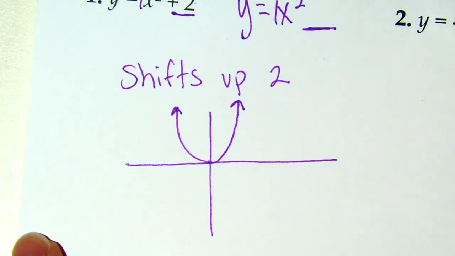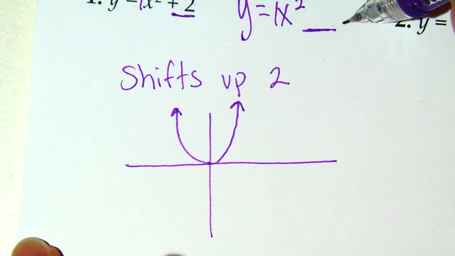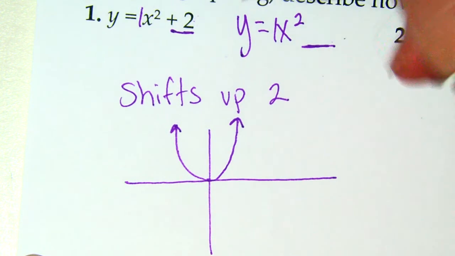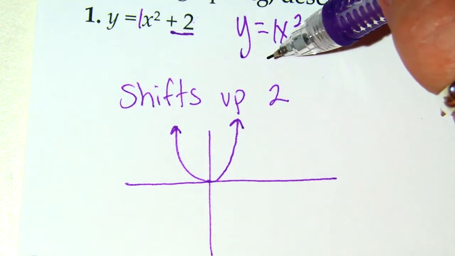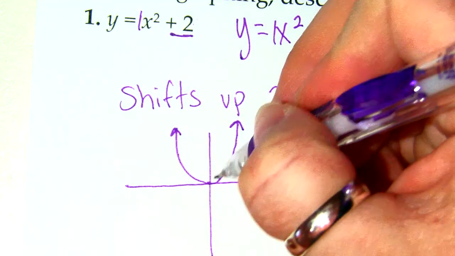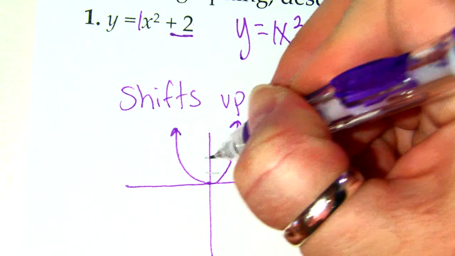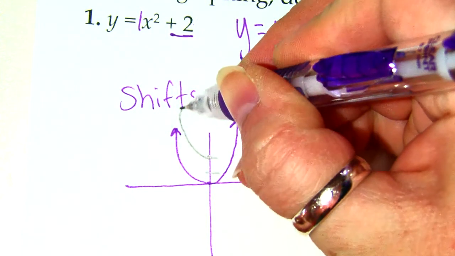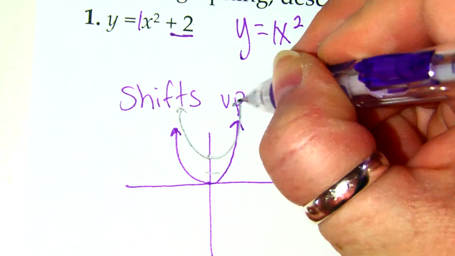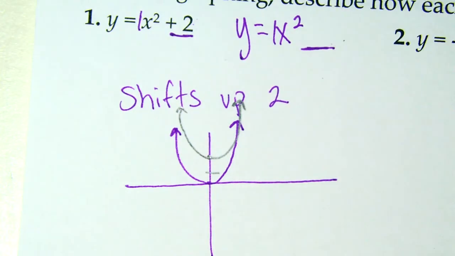Okay, that's this one. Goes through 0. And then pretend that I draw this exactly the same width. It's not going to look the same, but pretend it is. So it goes through 2. So right here. So it stayed the same width, it just moved up. Does that make sense? So that's what it's asking. How did it change?